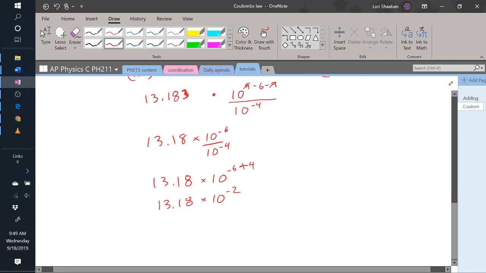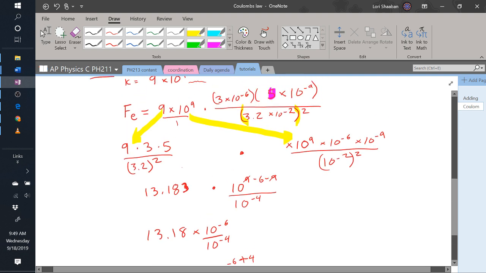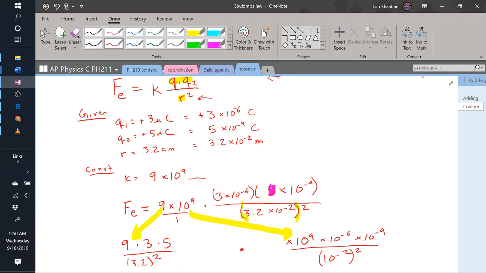And 10 to the negative 2 means to move my decimal place to make it smaller. 1, 2. And so I have 0.1318 newtons. Not a very large force between the two. However, if I bring it just a little bit closer, it's going to be quite a bit larger force. So that is the force between two objects when one is charged with 3 microcoulombs, the other one is 5 nanocoulombs, and they're 3.2 centimeters apart. So that's actually quite a ways away.